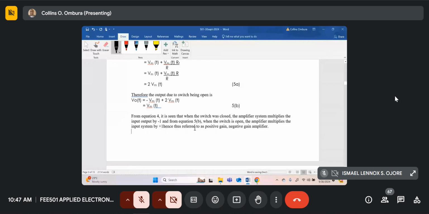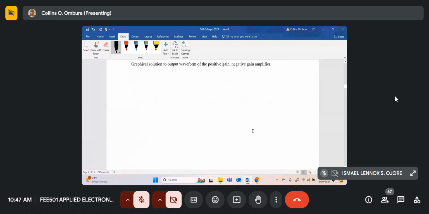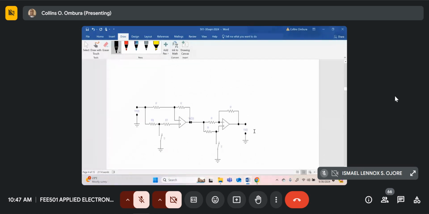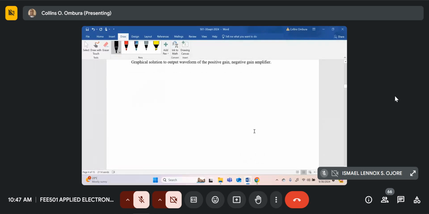Okay, and hence, thus referred to as a positive gain, negative gain amplifier. Okay, we've done all that. It's all simple. Now, this space here I left for a graphical solution. So, this space I left for this. So, for example, supposing this is here.